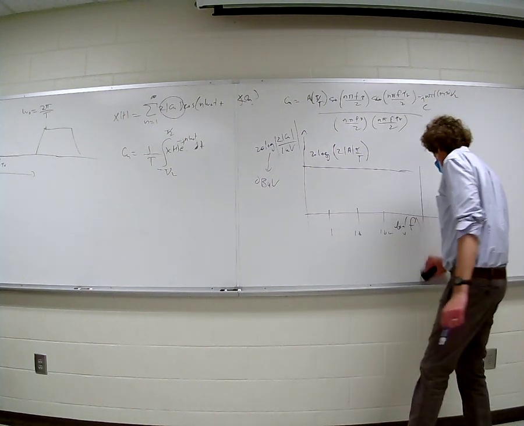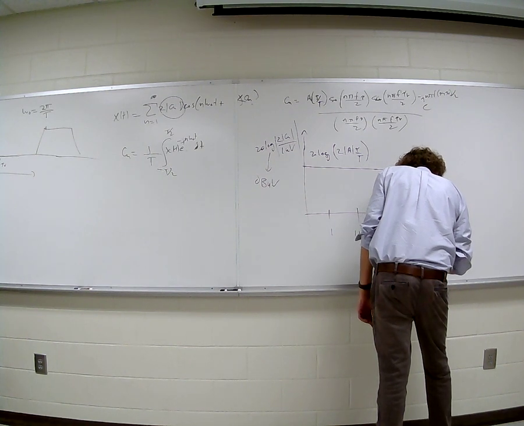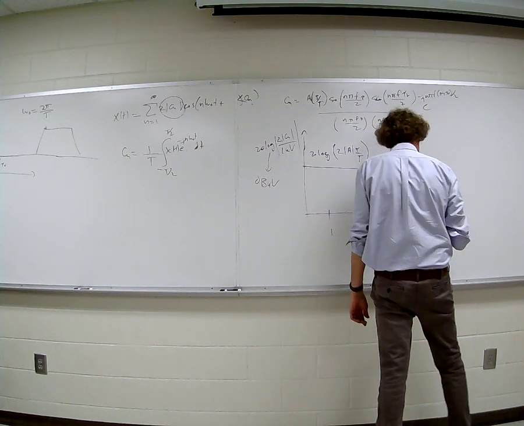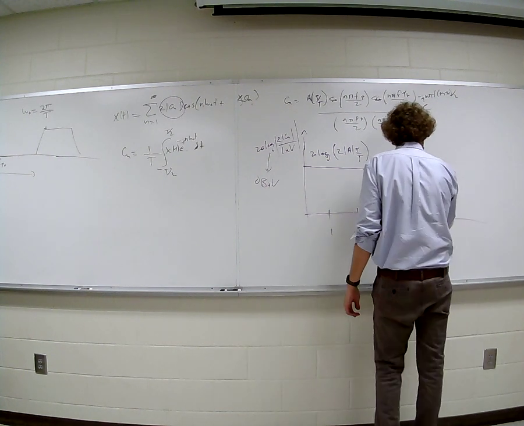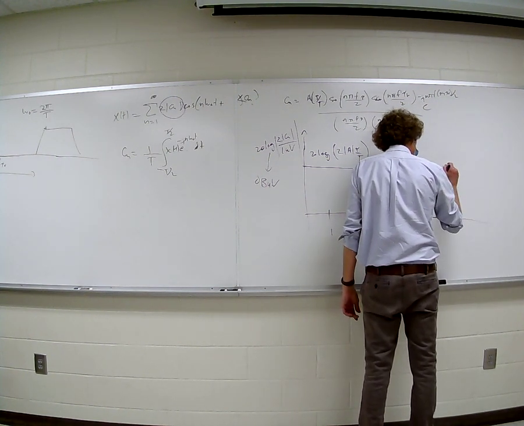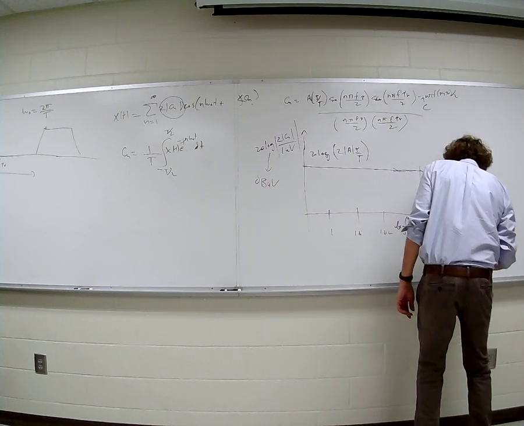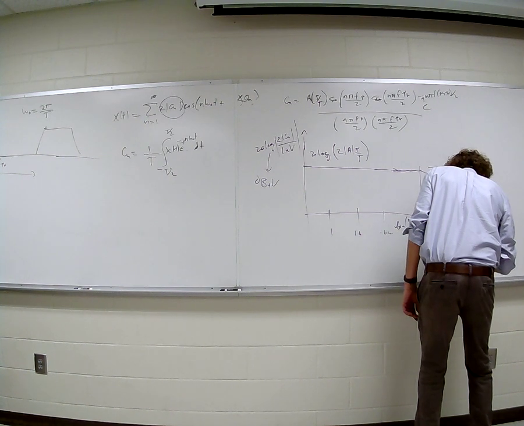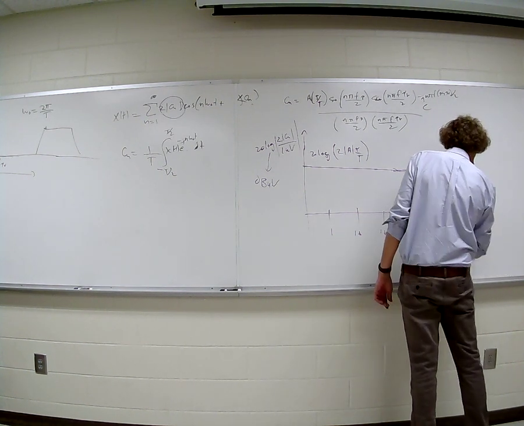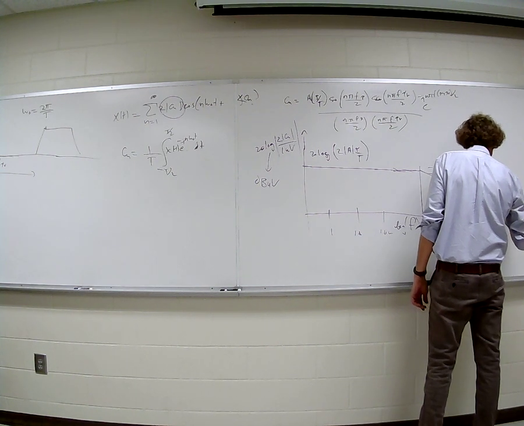I put this in the notes too on OneNote. This frequency is going to be 1 over pi tau, and it's going to start falling at that point at a rate of minus 20 dB per decade. And then when it hits the second break frequency, which is 1 over pi tau rise, then it starts coming down at minus 40 dB per decade.